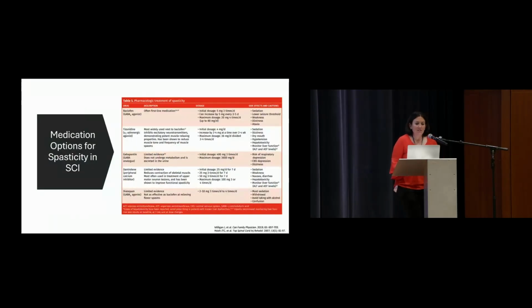This here is kind of a list of what those options are. Baclofen we always think of as a first-line agent, but what I'll say is there are only like 3 randomized controlled trials looking at oral baclofen for spasticity in spinal cord injury, which have shown benefit. And there are some studies looking at intrathecal baclofen as well for patients who have side effects from oral medication. We can use much less drug delivered directly to the intrathecal site in these patients.